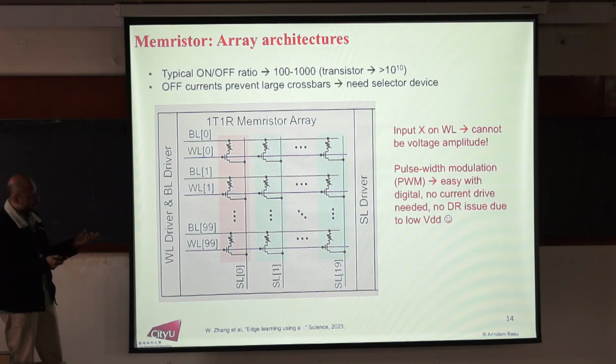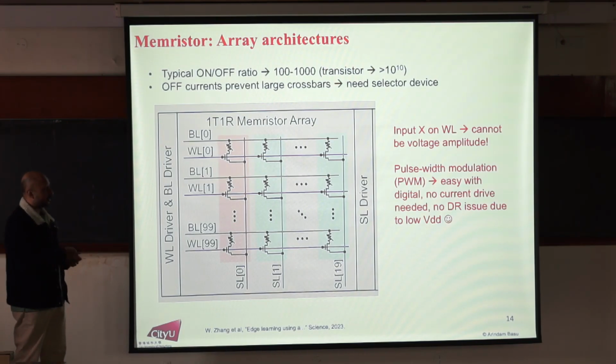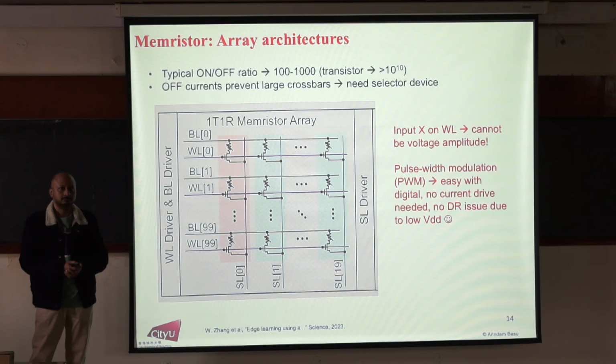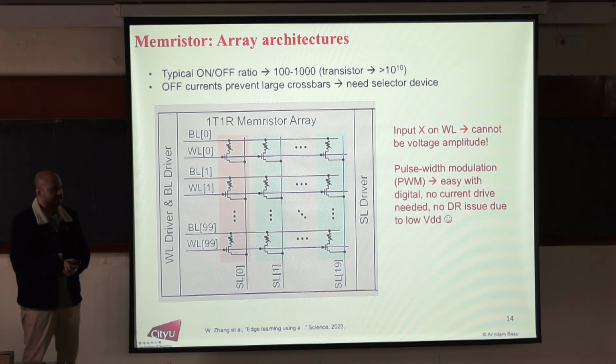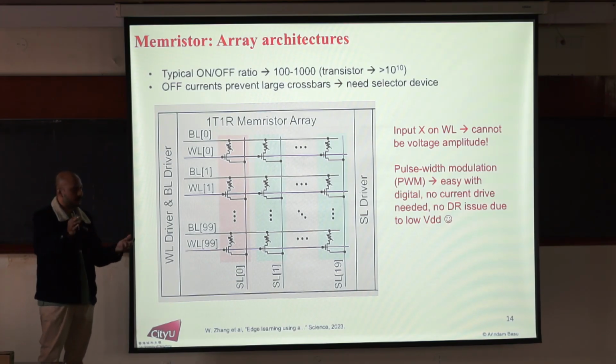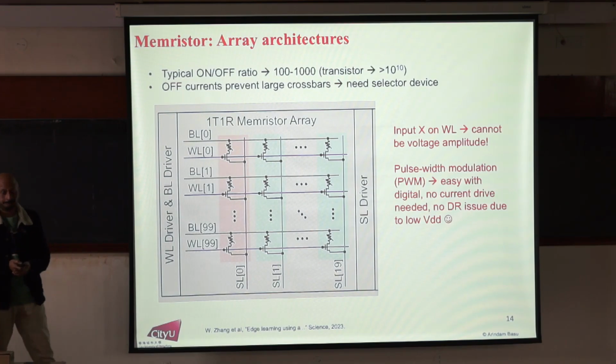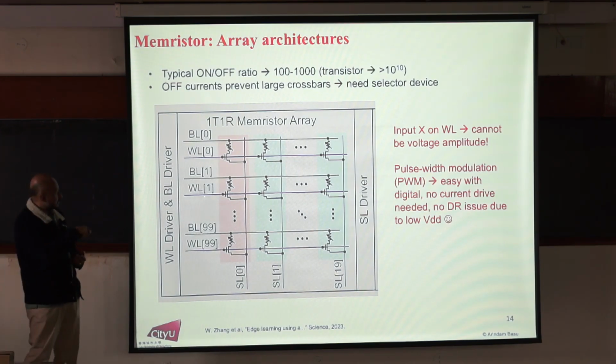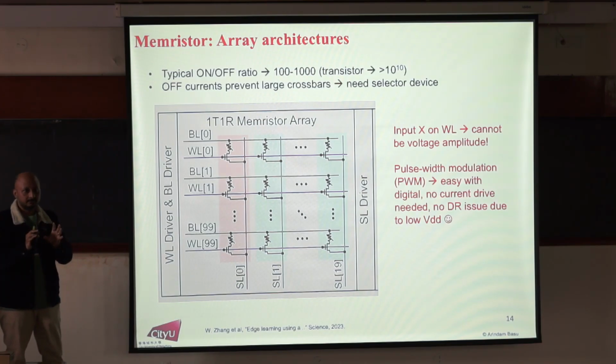That seems easy with digital circuits. For example, if I have a number 1001, that just means I need to turn this word line on for 9 clock cycles. So that's easy. I can do a counter and stop the counter whenever I hit that number. The other advantage is this is now tied to gates of transistors, so it doesn't have to drive a lot of current. So these are very good.